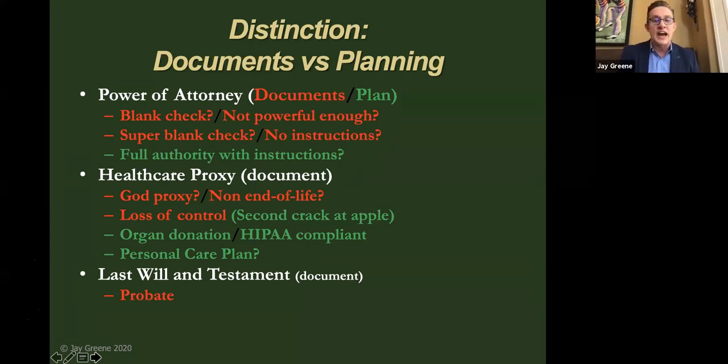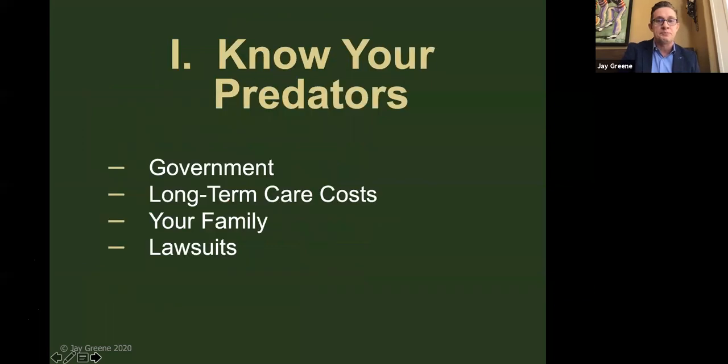Lastly, we have a last will and testament, and it's very good to have one, but it's not a comprehensive plan because you still have to go through probate. So you understand that you're still subjecting yourself to the government control. So we're going to talk about some options to avoid that.